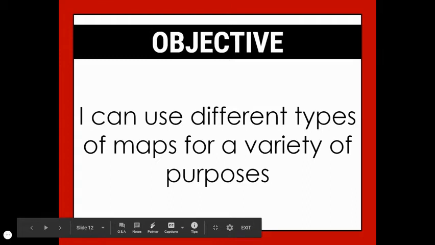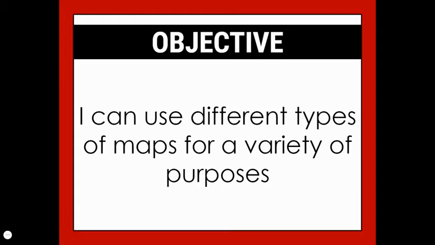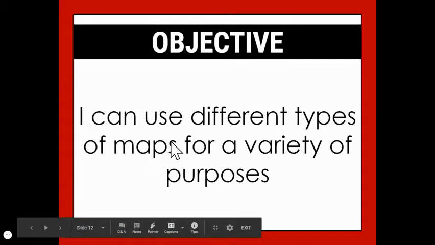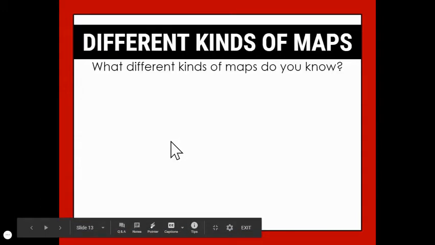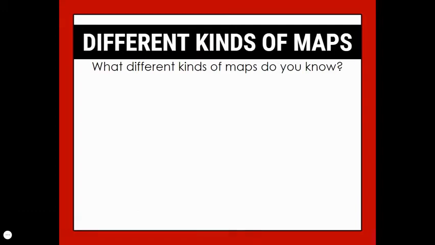Our objective for social studies today is I can use different types of maps for a variety of purposes. So the first thing we're going to talk about is different kinds of maps. And what different kinds of maps do you know?